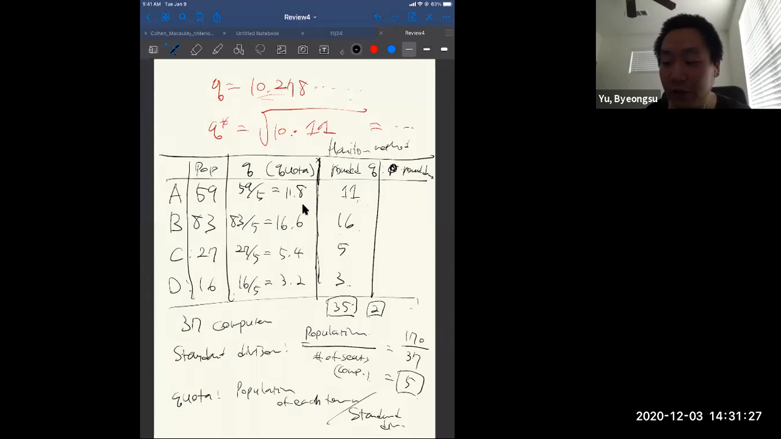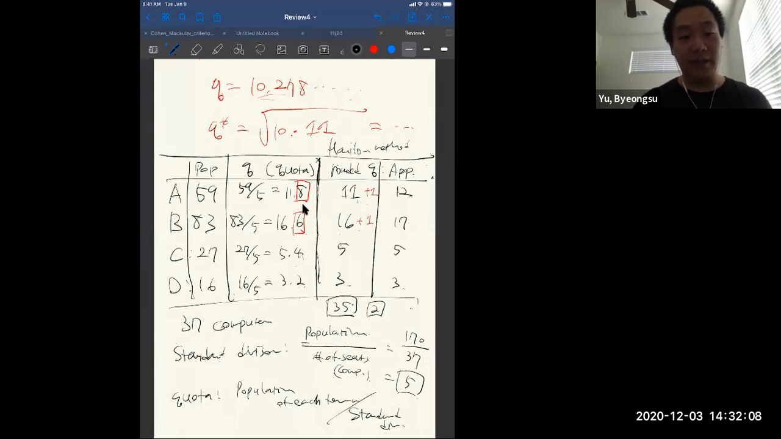Then in the case of the Hamilton method, what you need to do is just compare the fractional parts of your quotas. So here, 0.8 is the greatest among all the fractional parts, and 0.6 is the next greatest, because 0.4 and 0.2 are smaller. So you need to add +1 on town A and +1 on town B. Then the final apportionment should be 12, 17, 5, 3 if we use Hamilton apportionment, right? Do you have any question?